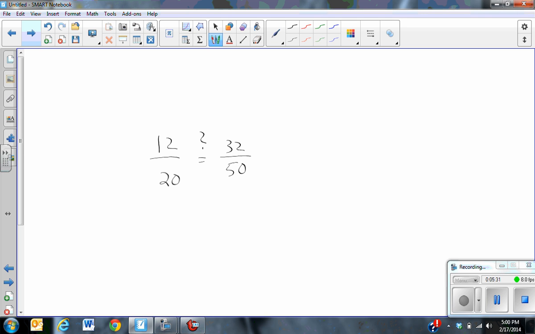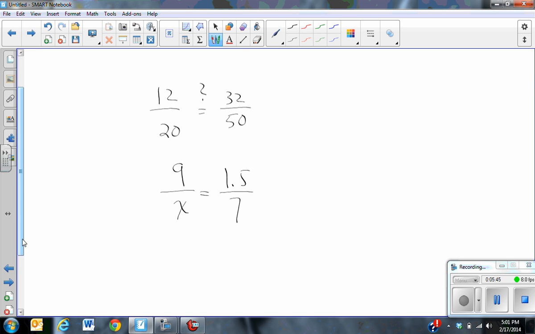Okay? The other kind of problem you learned was to use a cross product to find a proportion. So for instance, you might have 9 over x, and you might have 1.5 over 7 on this side. So you're going to solve it this way. 1.5x is equal to 9 times 7. Okay? So can you finish these two up and bring them in for tomorrow.